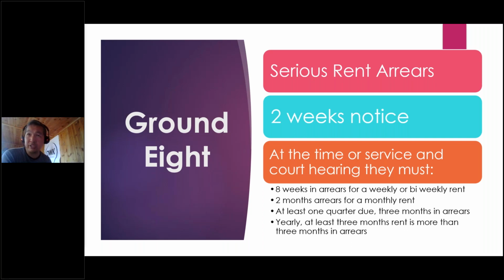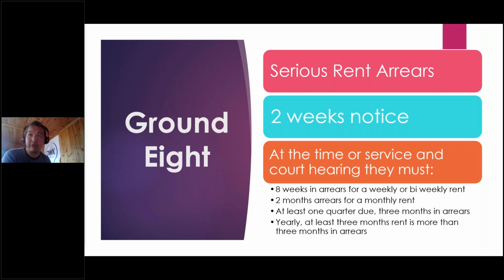Obviously, for a monthly rent, which is going to be the most common, they must be at least 2 months in arrears. Now, in terms of calculating 2 months in arrears, if my rent is due on the 1st of the month, if they haven't paid for the 1st of May and they haven't paid for the 1st of June, they are 2 months in arrears on the 2nd of June. So in that sense, you can serve a Section 8 notice on the 2nd of June. That is exactly when they fall 2 months in arrears. So if my rent's due on the 1st of the month, they haven't paid the 1st of May, they haven't paid the 1st of June, they are 2 months in arrears as of the 2nd of June.